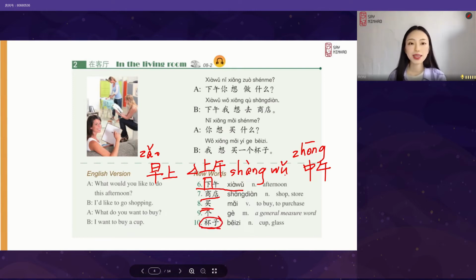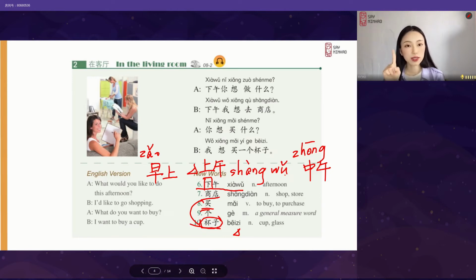杯子, the 子 is the neutral tone. 杯子, read after me, please. 杯子, a cup. So when I want to say buy cup, it is 买杯子, okay? And when I want to say a cup, then what will we say?